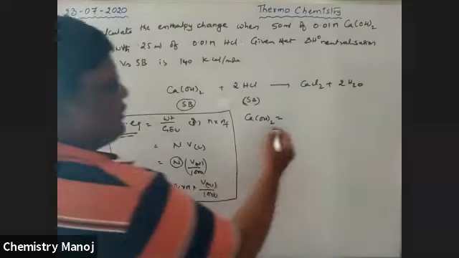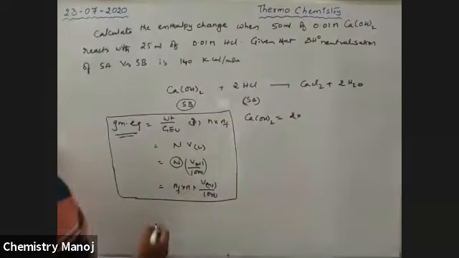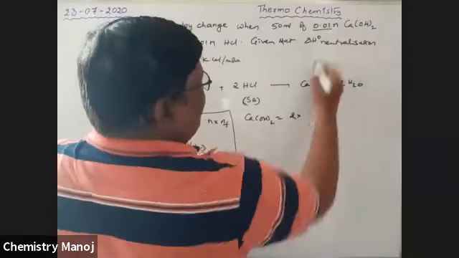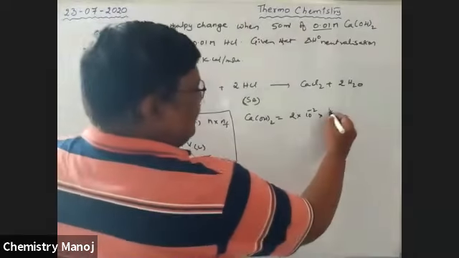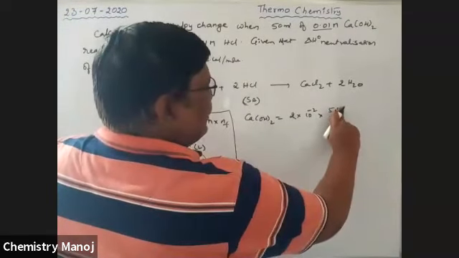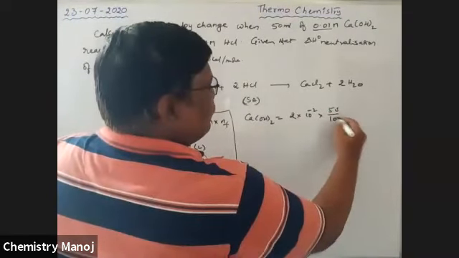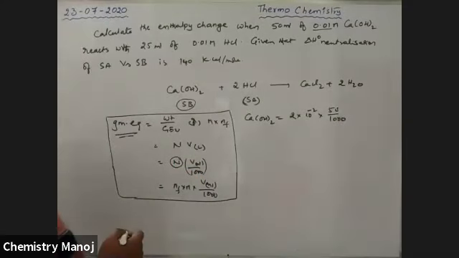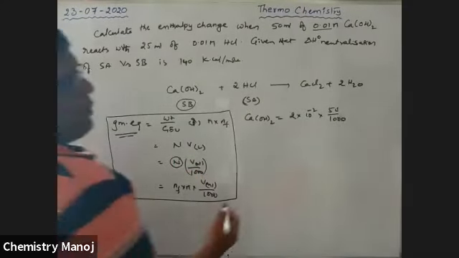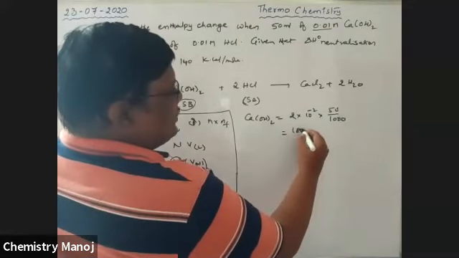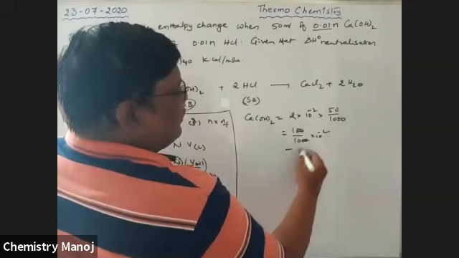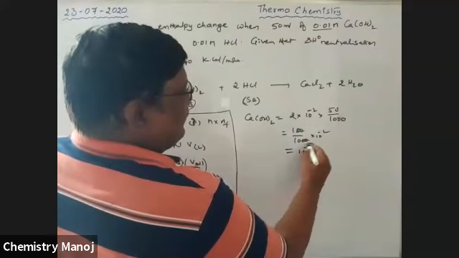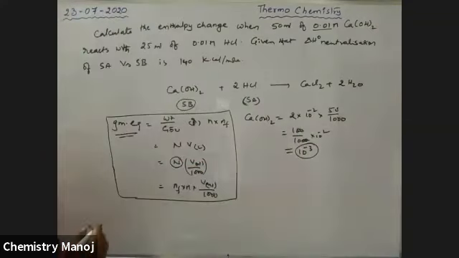So n factor for this one is 2. Molarity, how much is the molarity? 10 power minus 2, into volume 100 by 1000. How much is the value? It is 100 by 1000 into 10 power minus 2, so it is 10 power minus 3 gram equivalent, into 2, that is 2 into 10 power minus 3.